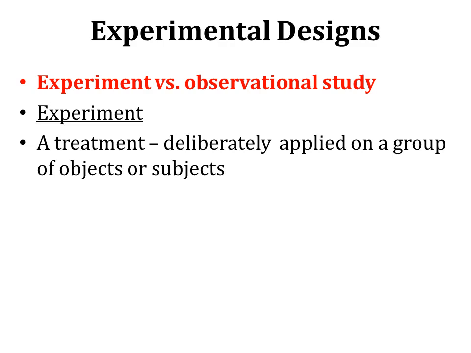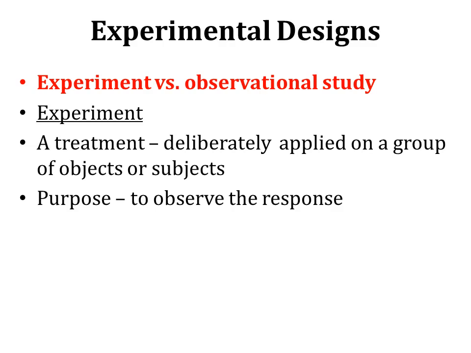So why do you apply these treatments? To see a response. The purpose of applying these treatments is to observe the response to these treatments, right? So you have your group of objects or subjects on which you're experimenting. You deliberately apply a treatment on those subjects, and then you see the response, that is, what is the response to the specific treatment that you had applied.